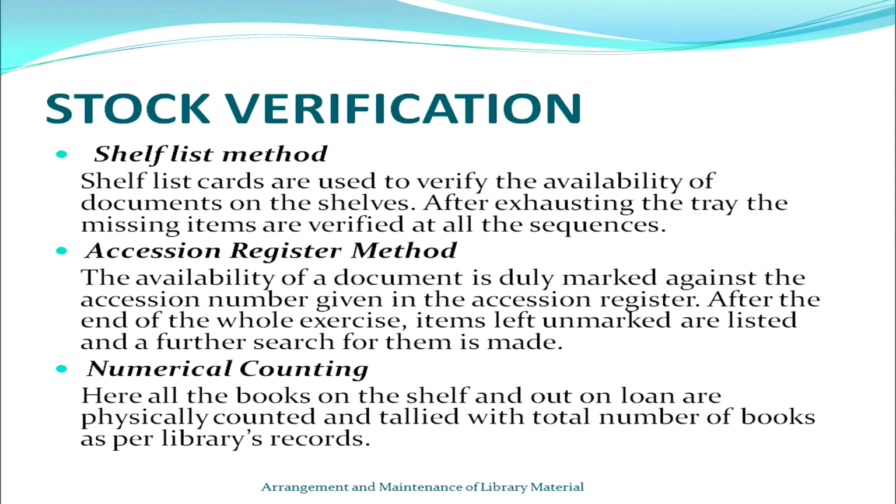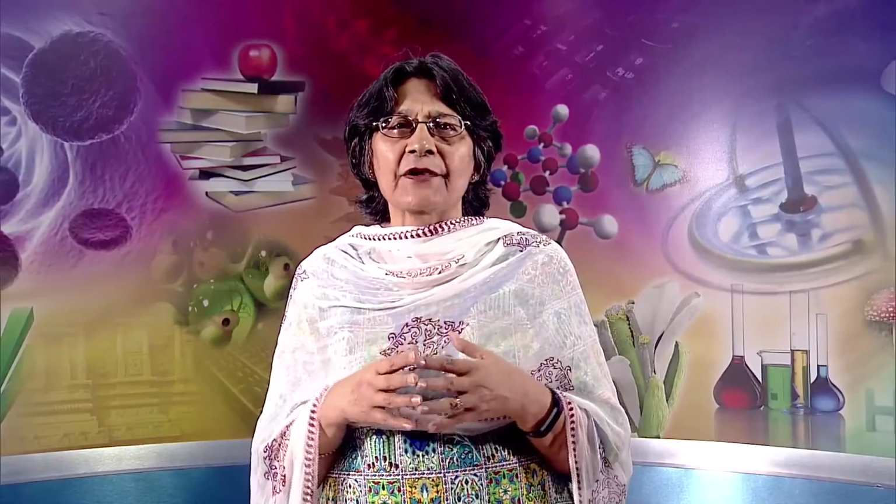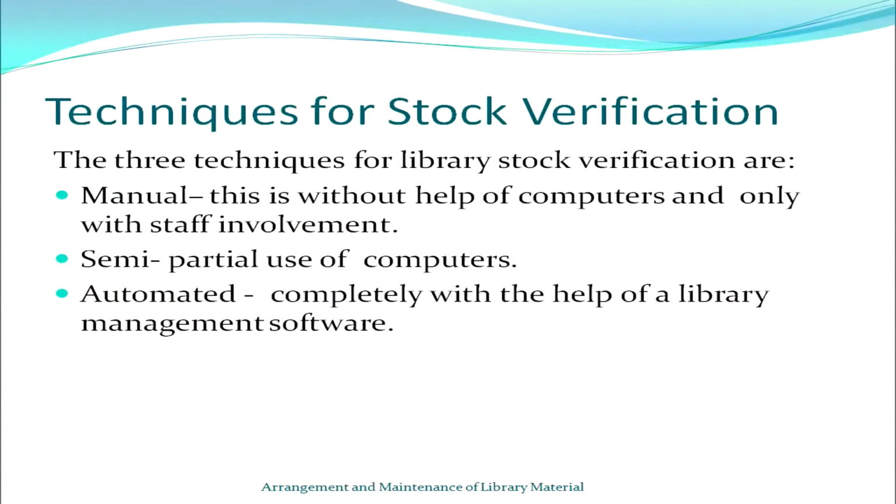Then third method is the numerical counting method. Here all the books on the shelves and out on loan are physically counted and tallied with the total number of books as per library's record. Now, there are 3 main techniques for stock verification. These are firstly manual. This is without help of computers and only with staff involvement. Secondly, semi-partial use of computers. And thirdly, we have automated, that is completely with the help of a library management software.